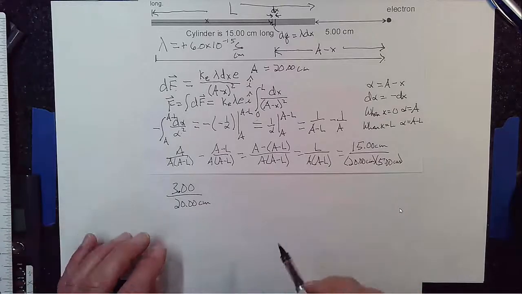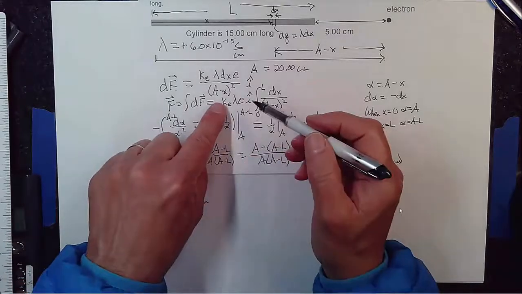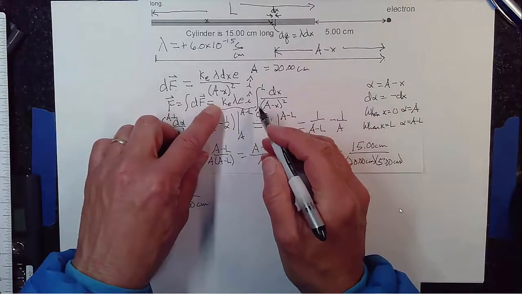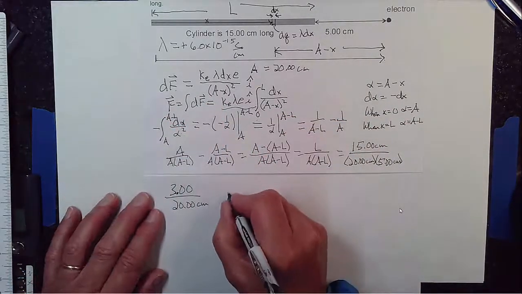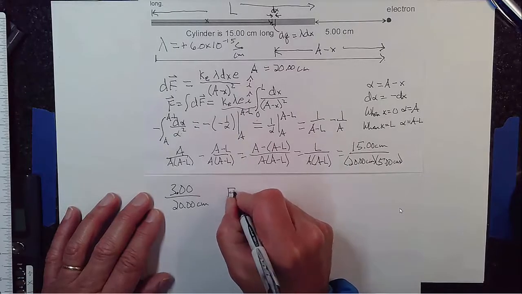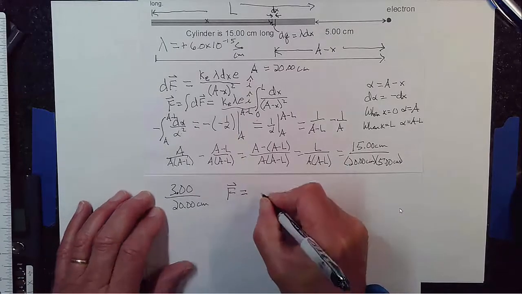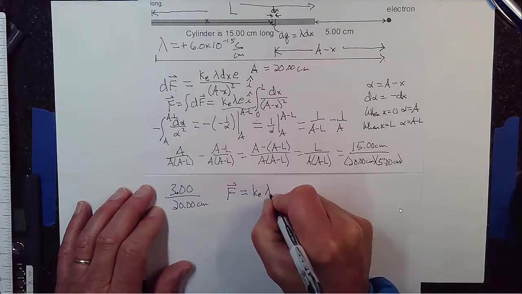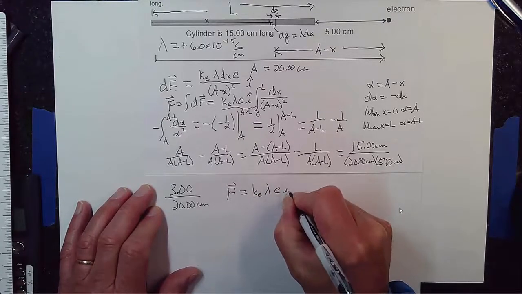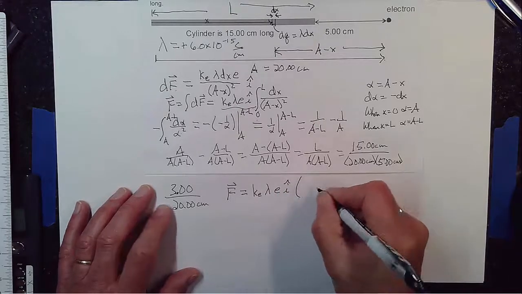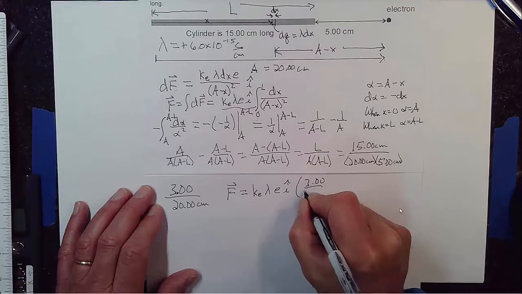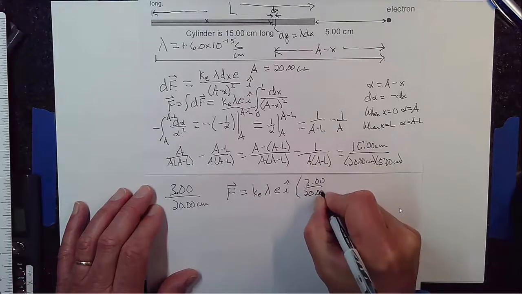Okay, let's go back to our force expression, which just has these things in front of it. And so the force that's exerted on the electron now is just going to equal k sub e lambda E i hat times 3.00 over 20.00 centimeters.